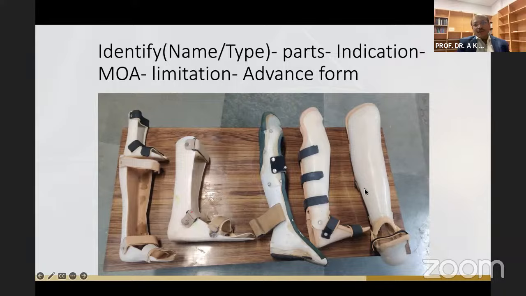These two orthoses are the same one. This is from the side profile, and this is the front profile, and there are some indentations over there. So these are the differences between them. How to nomenclature them, I will come to.